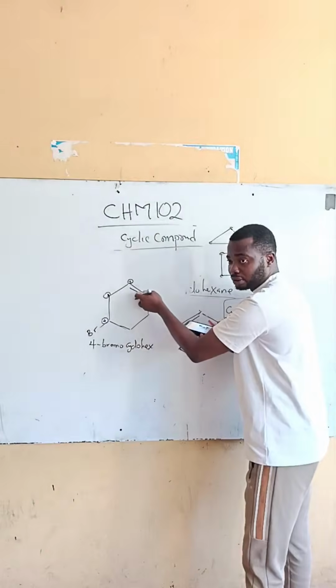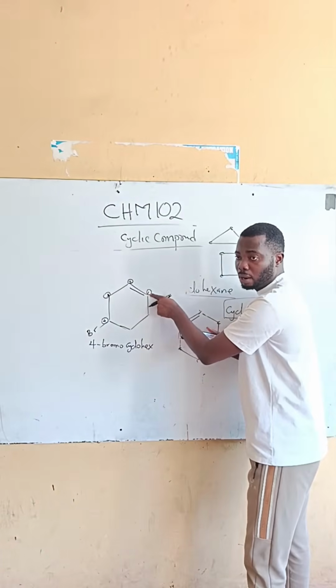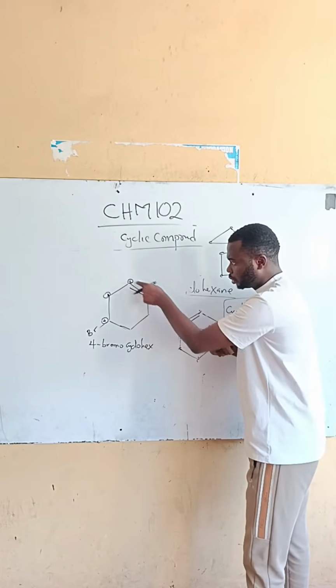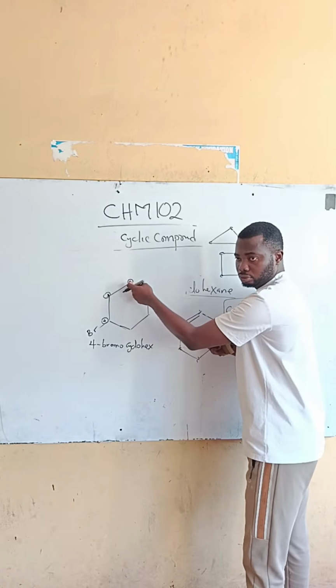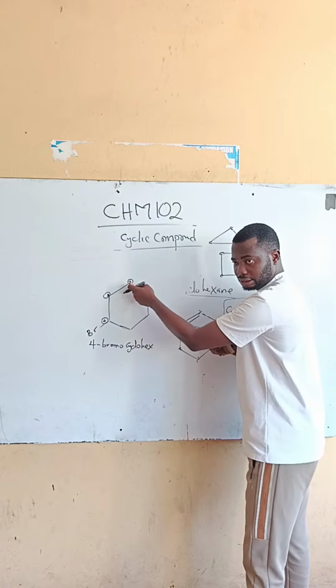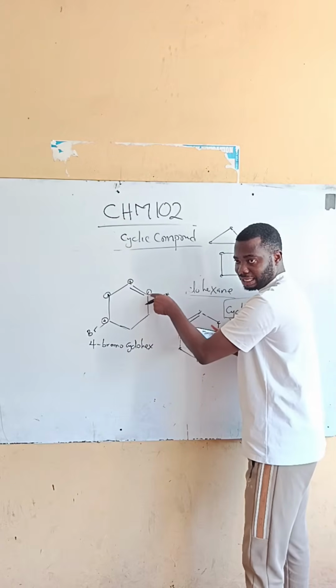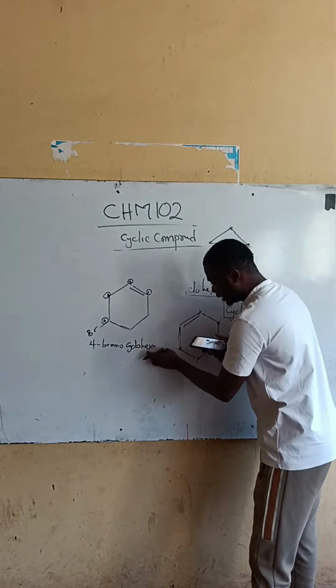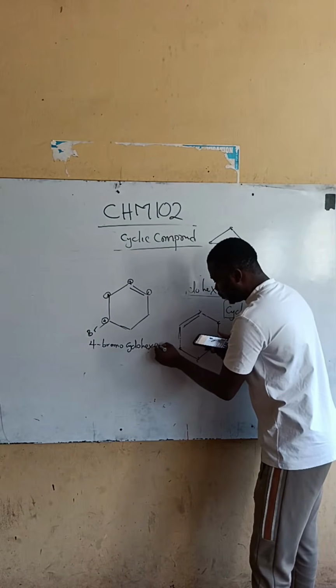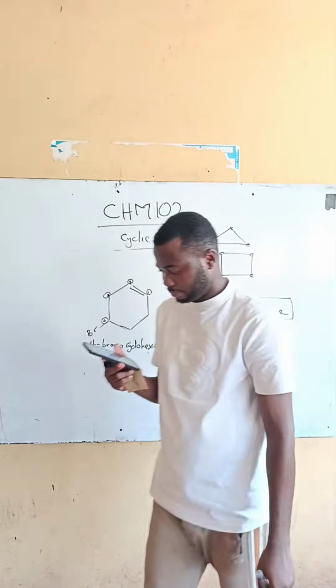Because of this double bond, our double bond is in position number what? Everybody? 1. Not position number 2. Position number 1. You get it? Yes. Or you are looking at this? No. Because the numbering is counting for you. You get that? Yes. So that will be what? You don't need to say X1, you just say 4-bromocyclohexene.